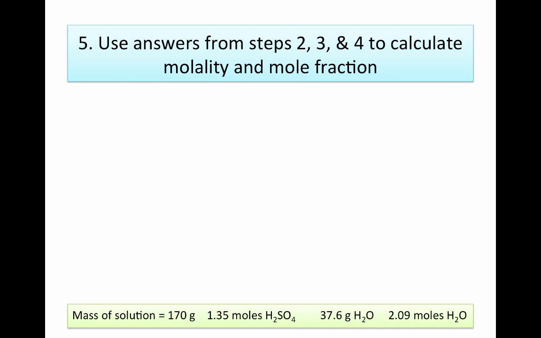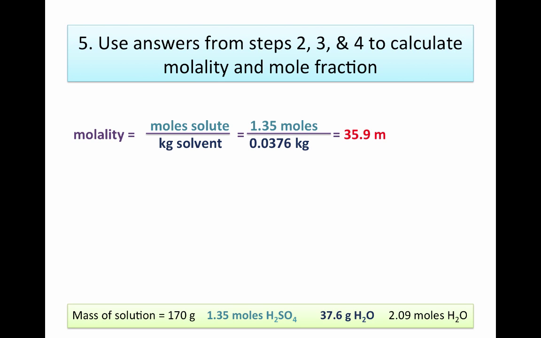Let's take that information down in the bottom of the screen and use it to calculate the molality and the mole fraction of concentrated sulfuric acid. Molality, if you remember correctly, is moles of solute divided by kilograms of solvent. So you can see down in the bottom, our solute is sulfuric acid. So we're going to have 1.35 moles of sulfuric acid divided by the kilograms of solvent.